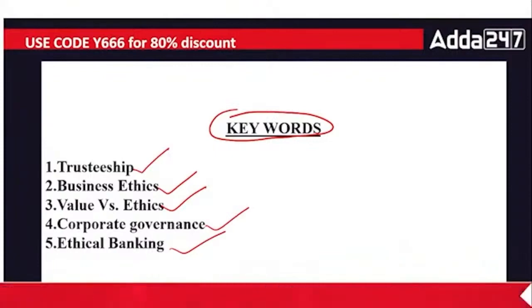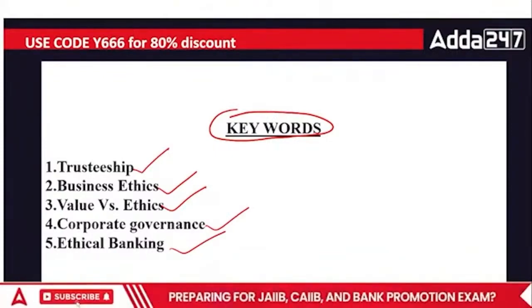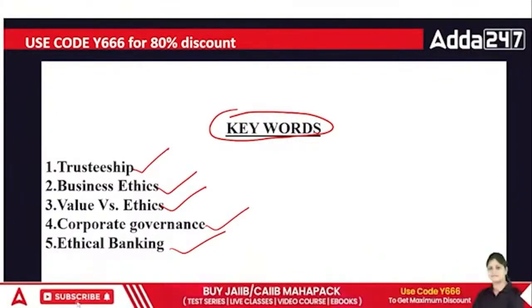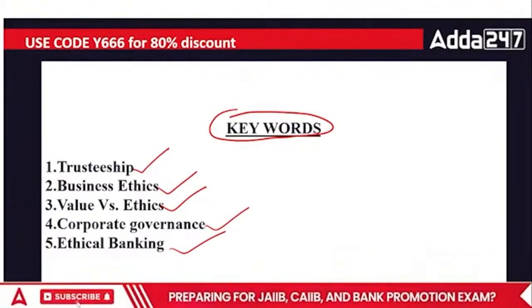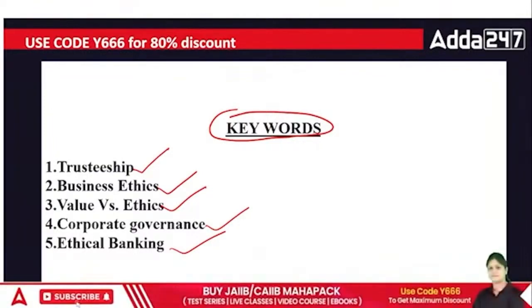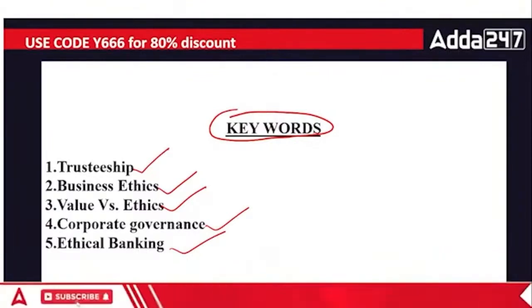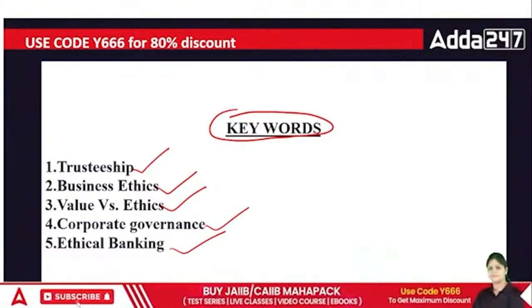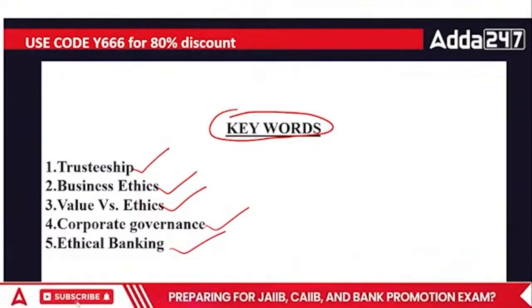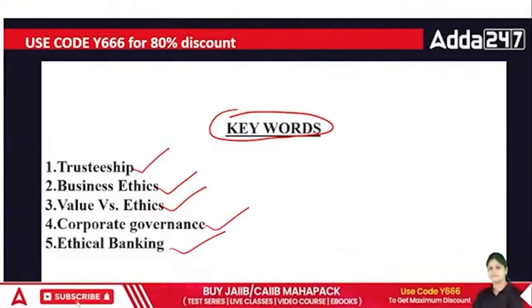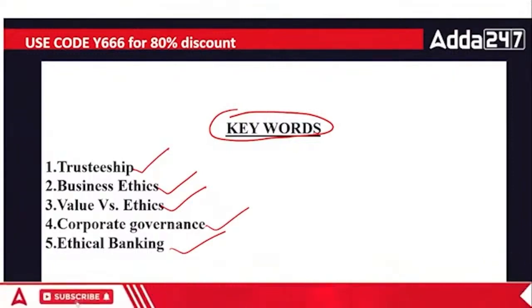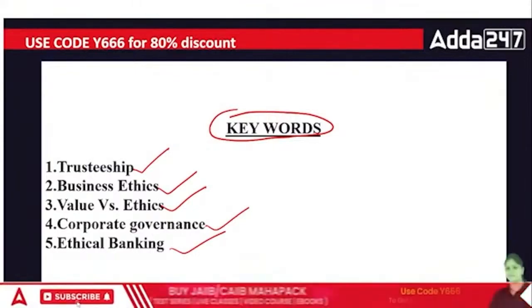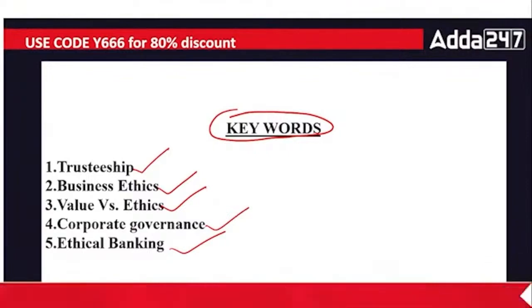Now the next important word is value versus ethics. What is the difference between value and ethics? See, ethics define what is right and what is wrong. Value, on the other hand, depends on the individual. For you, maybe your values are different; for me, my values are different. Morals or values are about right or wrong, good or bad, it can be anything. But ethics are universal. If any practice is wrong, it is wrong for everyone. If any practice is right, it is right for everyone. So that is the meaning of value versus ethics.